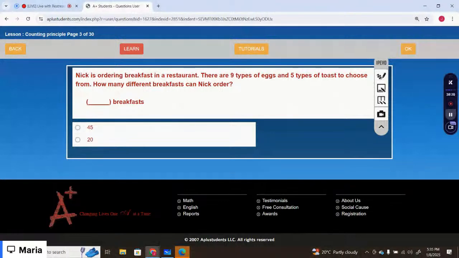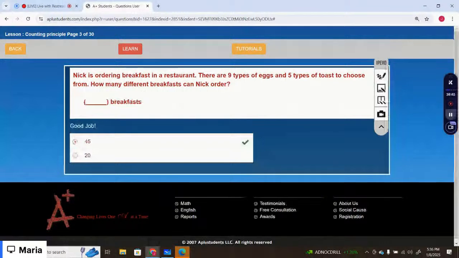Nick is ordering breakfast in a restaurant. There are 9 types of eggs and 5 types of toast to choose from. How many different breakfasts can Nick order? So which is the correct option? That is 9 times 5 is 45. Option number 1 is the correct option.